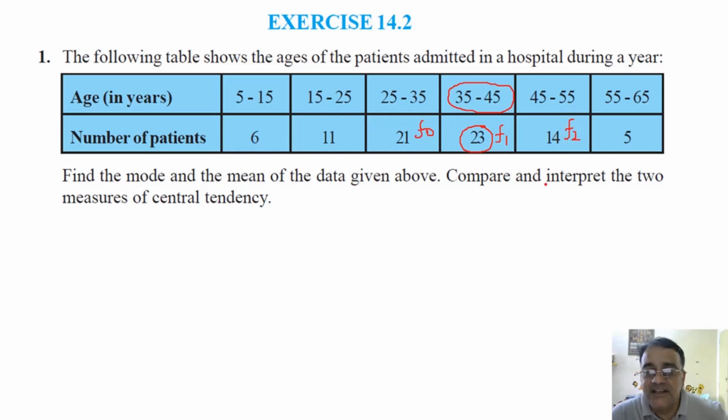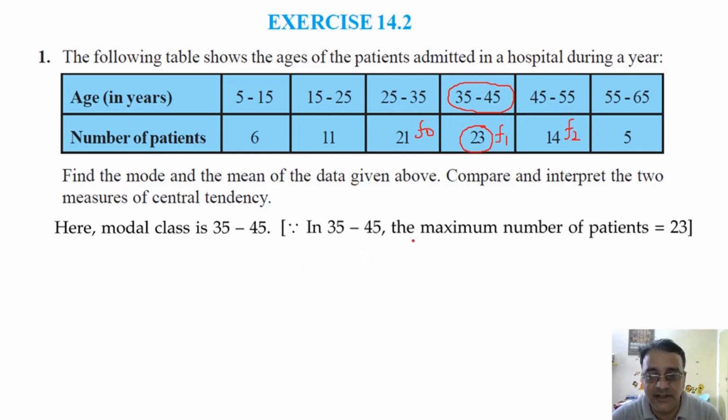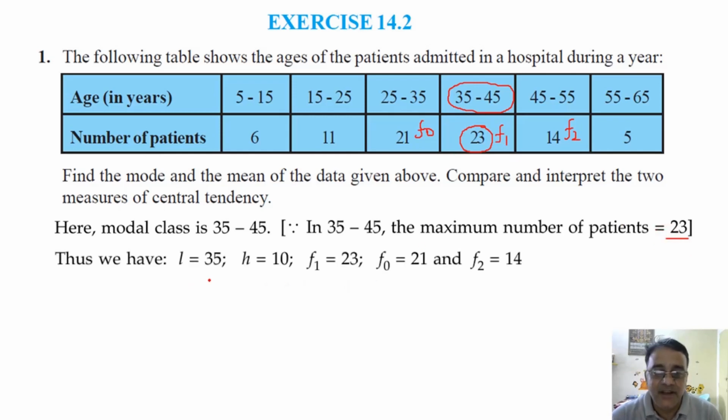And what is the class size of all the class intervals? 10. So what is the value of L? 35. So we have all the values. Here the modal class is 35 to 45, because in 35 to 45 the maximum number of patients is 23. So L is equal to 35 and h is equal to 10, F1 is 23, F0 is 21, F2 is 14. Now write the formula.